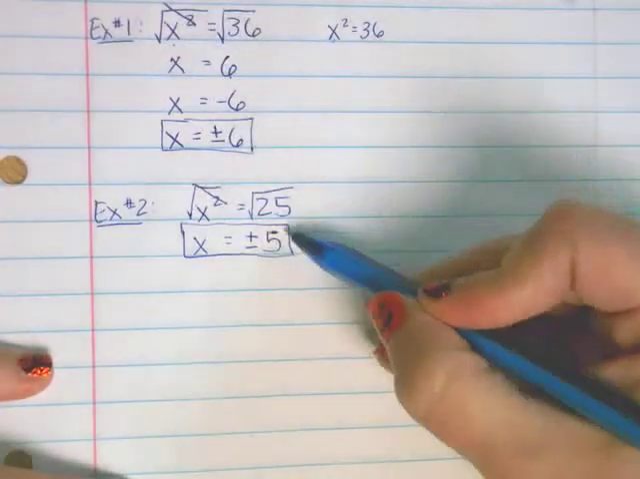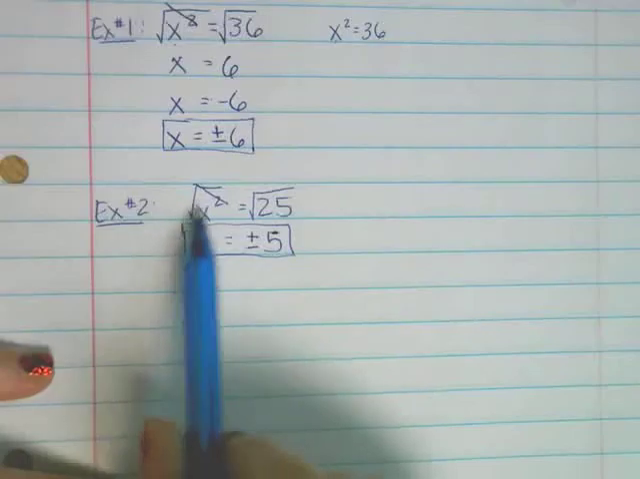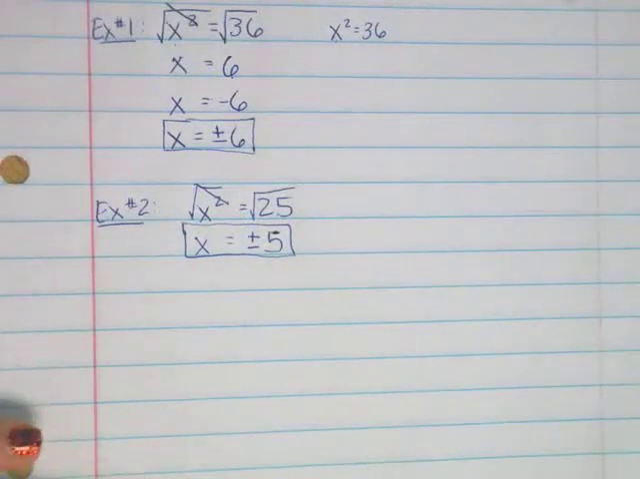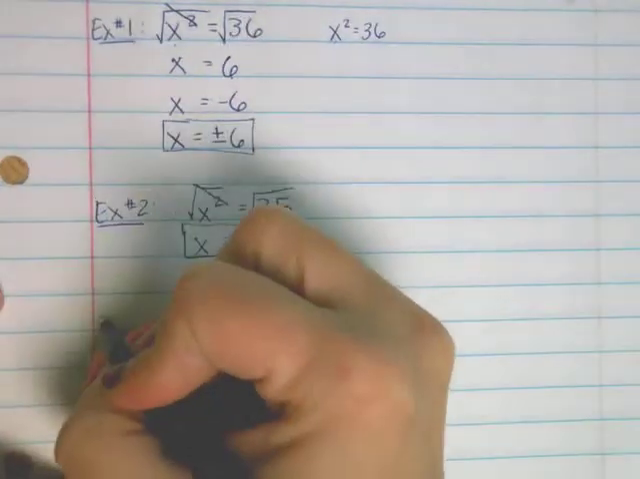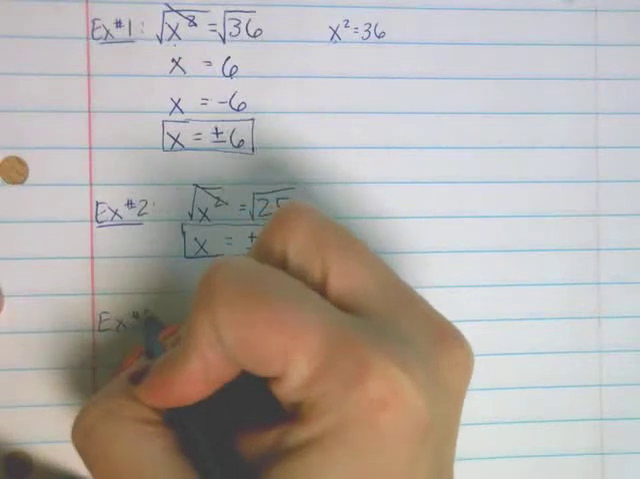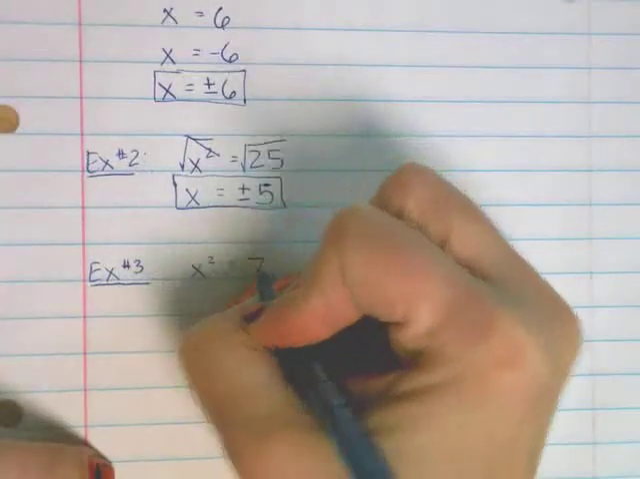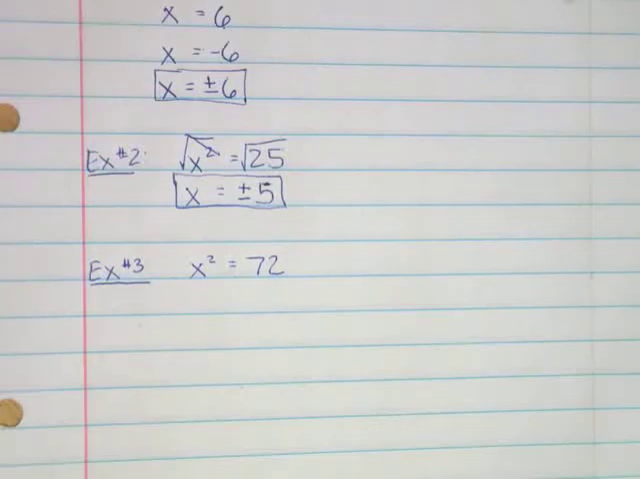So that's all the work we're showing. Pretty quick once you get the idea of doing the inverse operation. All right, let's go to one more of these. Can we do x squared equals 72? We're going to look at that one.